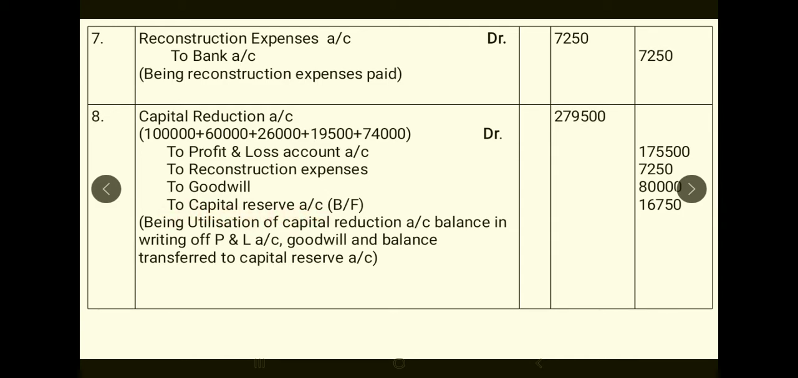What is this capital reserve? In spite of using the amounts to write off all these things, still you have balance of 16,750 in your capital reduction account. 2,79,500 minus 1,75,500 minus 7,250 minus 80,000. So you have written off P&L account, reconstruction expenses, and goodwill. In spite of that, you are left out with 16,750, which you will transfer to capital reserve.